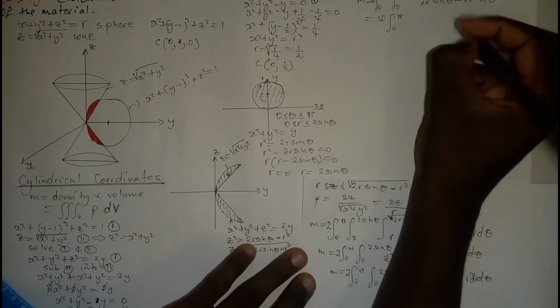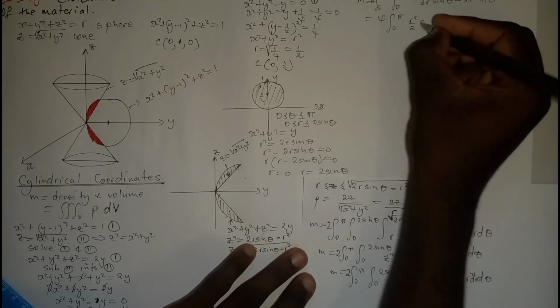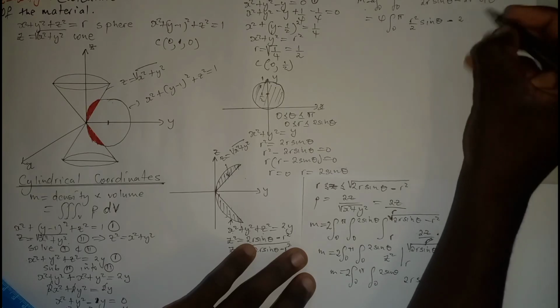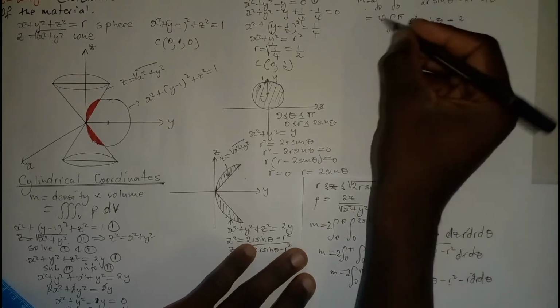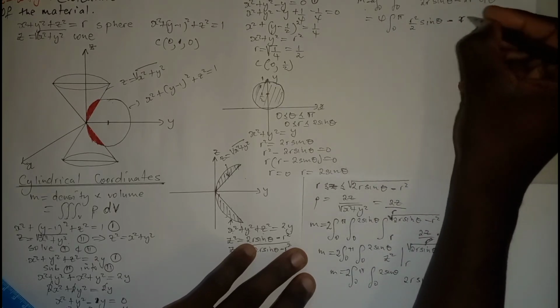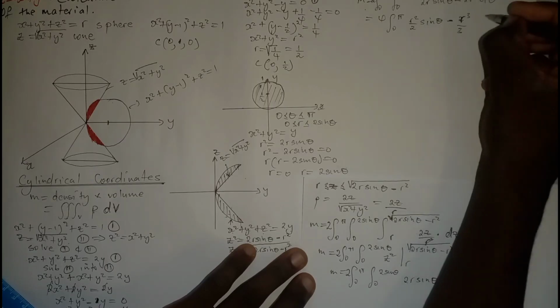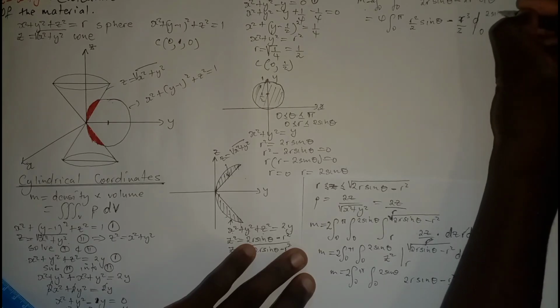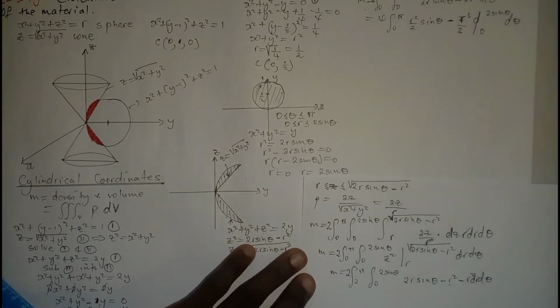Let's integrate with respect to r. We're going to have r squared over 2 times sine theta minus 2, and we no longer have 2 since we factored out 2, so we're going to have r to the power 3 over 3. We put the limits, 0 to 2 sine theta, and we're going to have d theta.